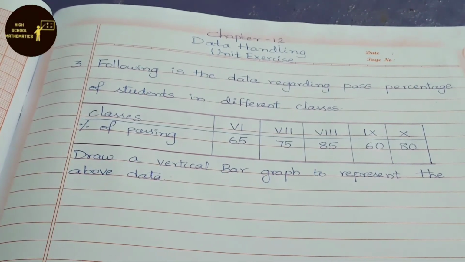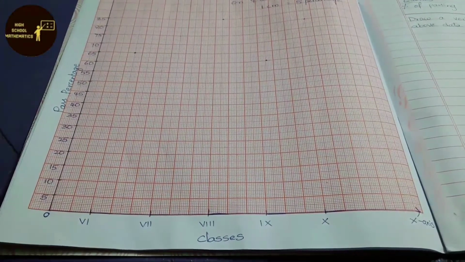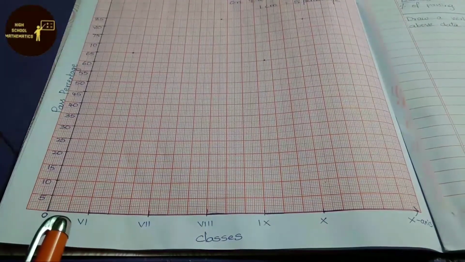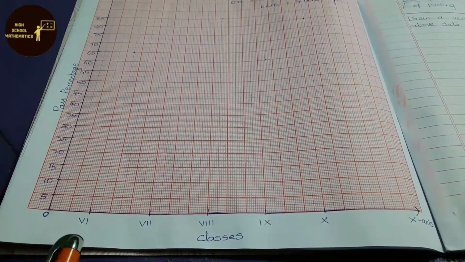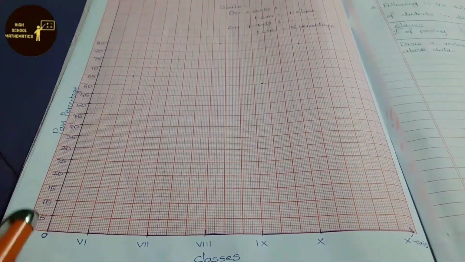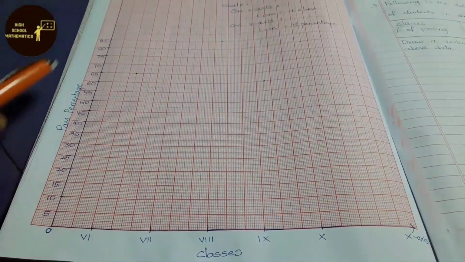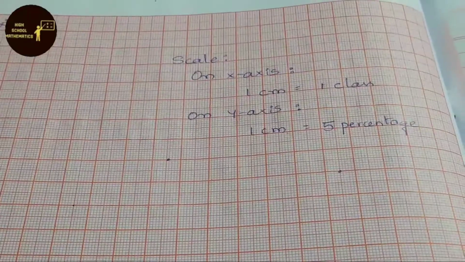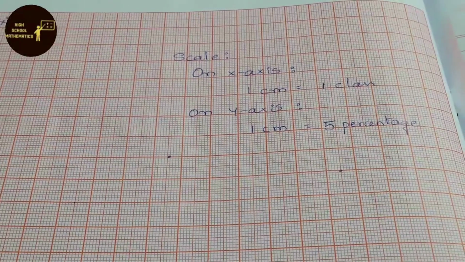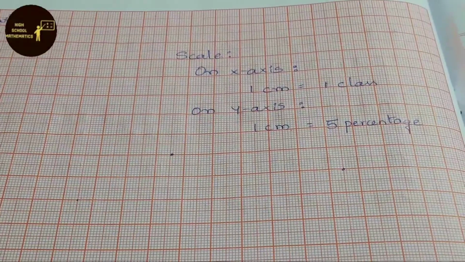Now we have to draw a vertical bar graph to represent the above data. See now, on the x-axis we have taken 6th class to 10th class. That is, on the x-axis 1 cm equals 1 class. On the y-axis we have taken pass percentage where 1 cm equals 5%. So we have taken numbers 5, 10, 15 and so on up to 85. See the scale now. On the x-axis we have taken 1 centimeter equals 1 class. On the y-axis we have taken 1 centimeter equals 5%.